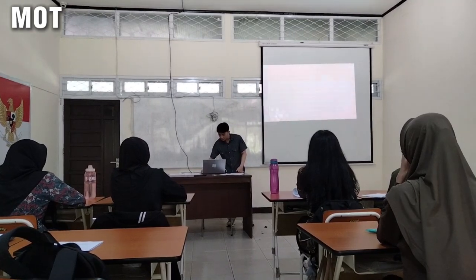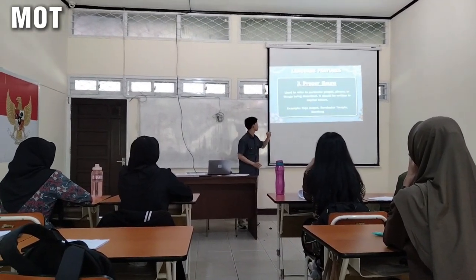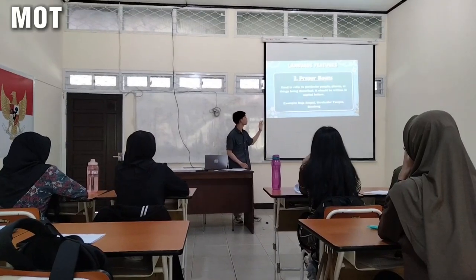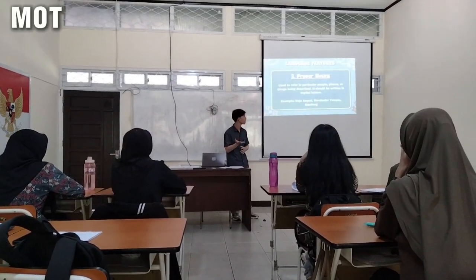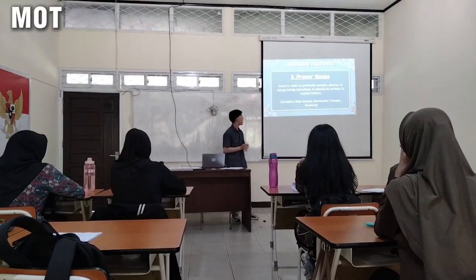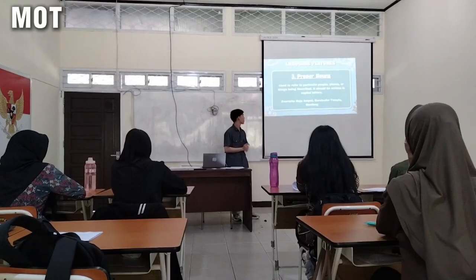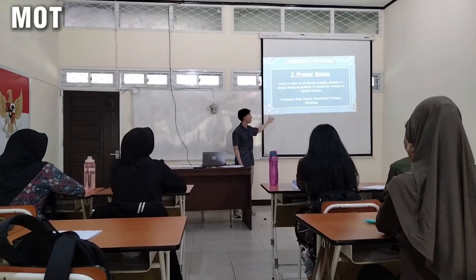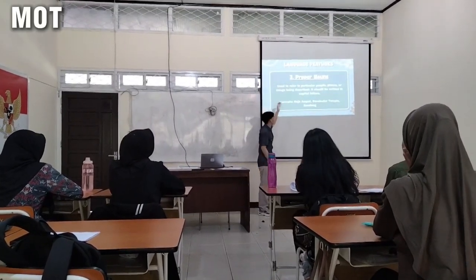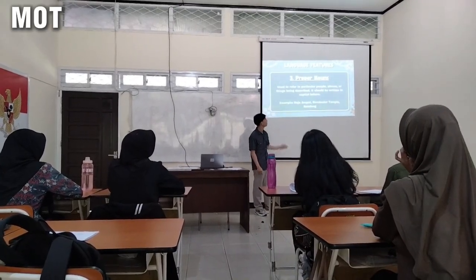And then the last one we have proper nouns. Proper nouns are used to refer to particular people, places, or things being described, and they should be written in capital letters. For example, here Raja Ahmad, so the capital letters are R and A, and then Borobudur Temple.